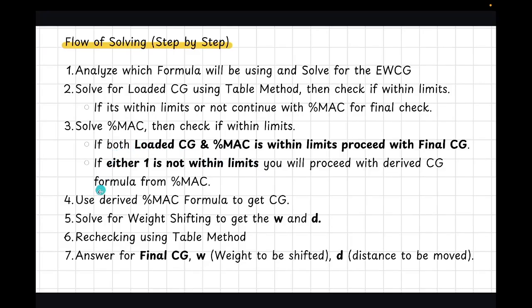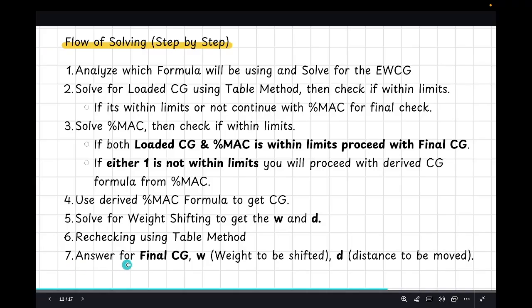And then, number 4, use the derived percent MAC formula to get the CG. Step 5, solve for the weight shifting to get the weight to be shifted and the distance to be moved. Then 6, rechecking using the table method, to be shown later. And 7, the answer for the final CG, weight, and the distance to be moved. Step 6 and step 2, they're both, right?